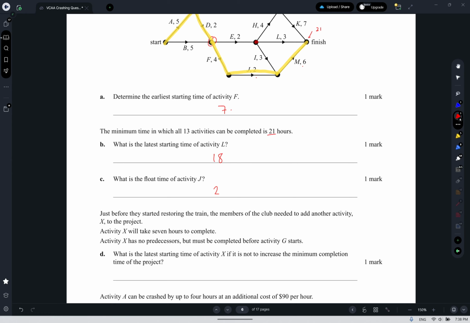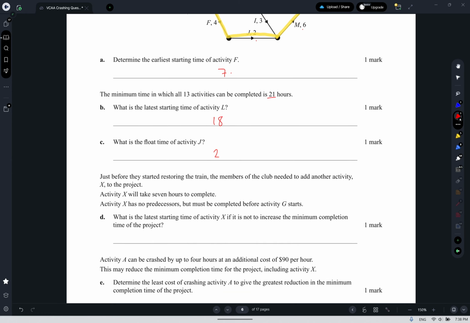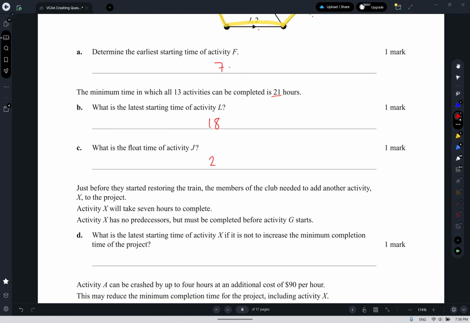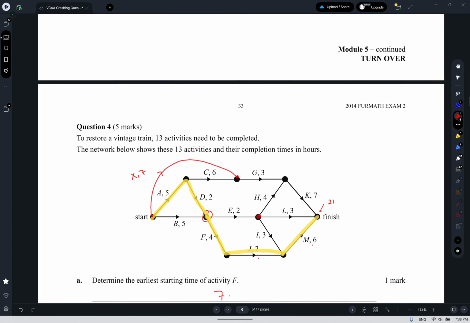Just before they started restoring it, another activity was added. Activity X takes 7 hours, has no predecessors, and is completed before G. So no predecessors means it starts at the start, and completed before G means it meets at that point. So we'll draw out activity X there, and it's going to have a duration of 7, I believe. Yep, 7 hours. Okay, the LST, if it is not to increase the minimum completion time.